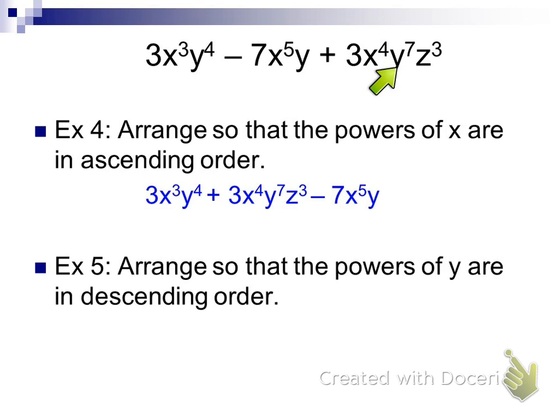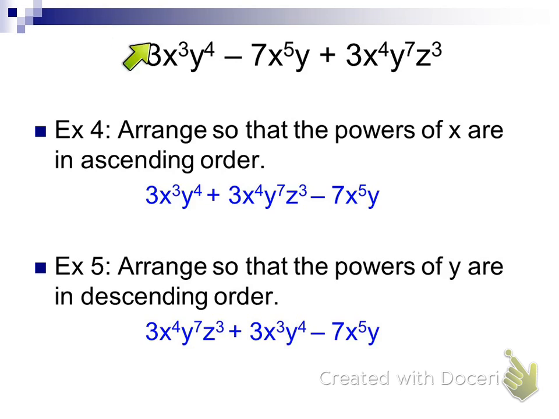Sorry, I was looking at the wrong variable. y to the 7th, y to the 1st, y to the 4th. So you want 3x to the 4th, y to the 7th, z to the 3rd in the front. Then you want the 3x to the 3rd, y to the 4th in the middle. And then this guy. Sorry, I was looking at the wrong ones. My bad. And this, like I said, is more typical. Typically, you want to start with the biggest exponents and then go down. Just make sure you're looking at the right variable.